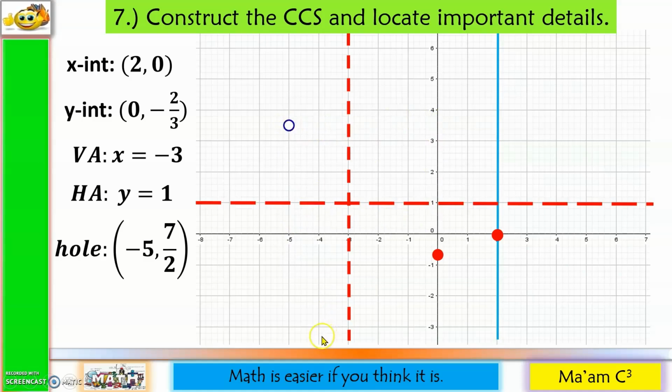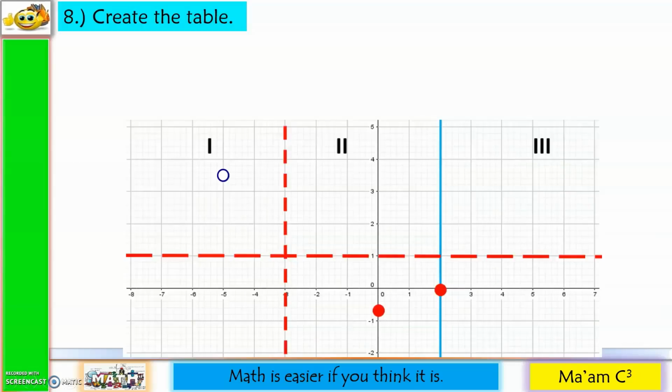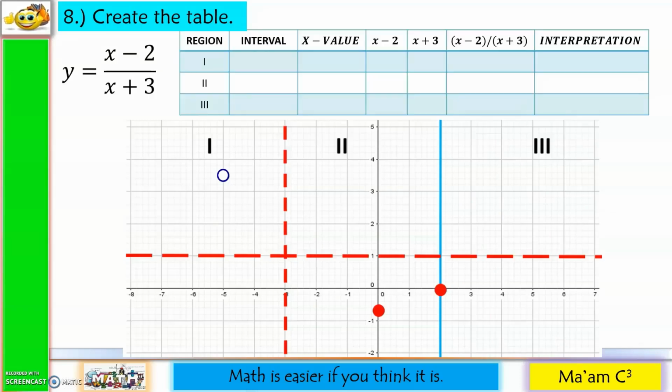Now let us determine the number of regions. We have 1, 2, and 3. 3 regions. Now let us create the table. Let's recall our simplified function, and here is our table. So the interval of region 1 is from negative infinity to negative 3. Negative 3 is not included because this is a vertical line. So negative infinity to negative 3.